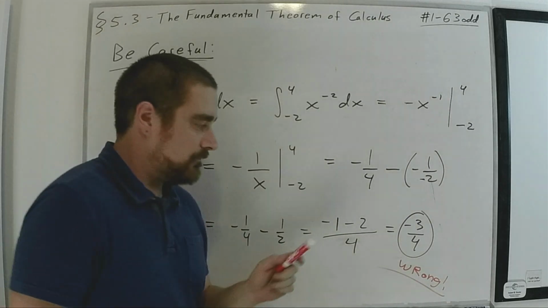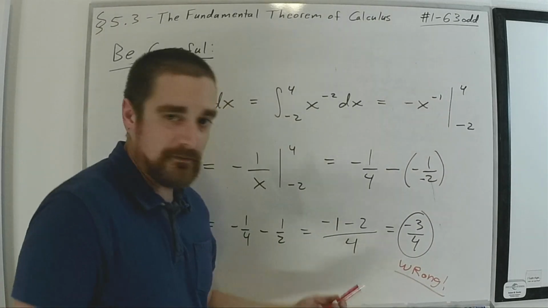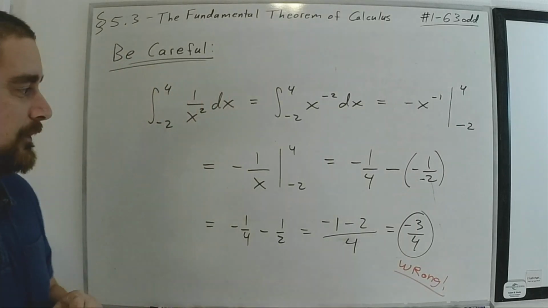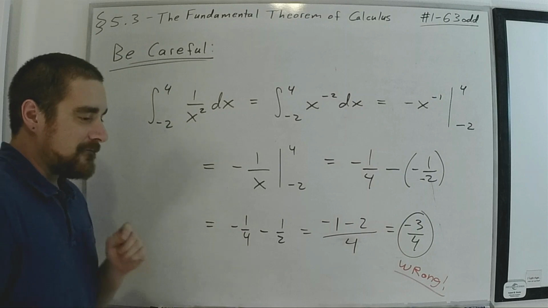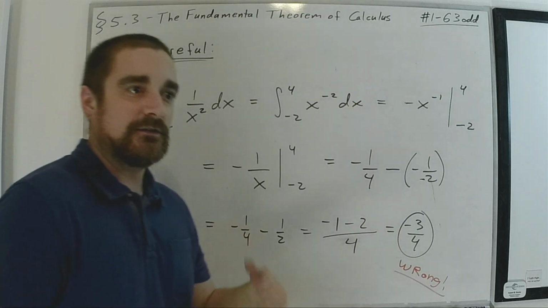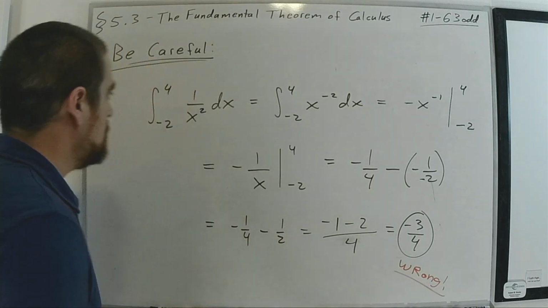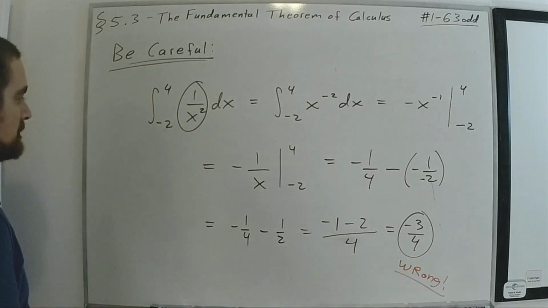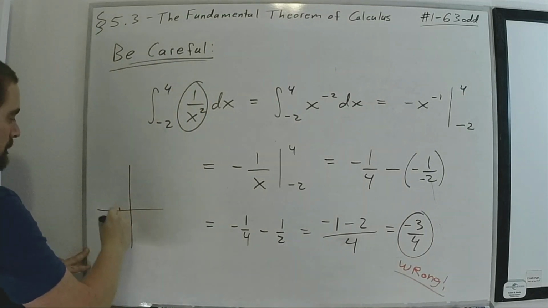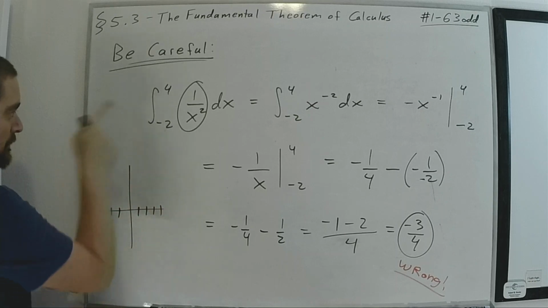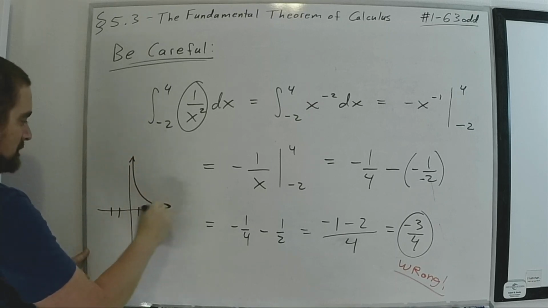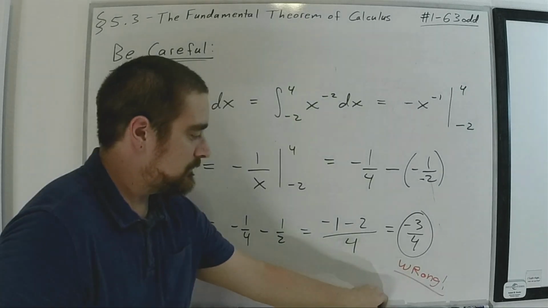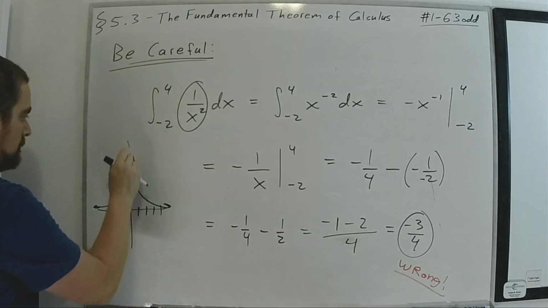So think about why that would be completely wrong. Maybe you've seen it already. Go back and look at part 2 of the fundamental theorem of calculus. Right off the bat, it says, if f is continuous on a to b, aha, is this function continuous from negative 2 to positive 4? If I graph this function, there's an asymptote right here at 0.